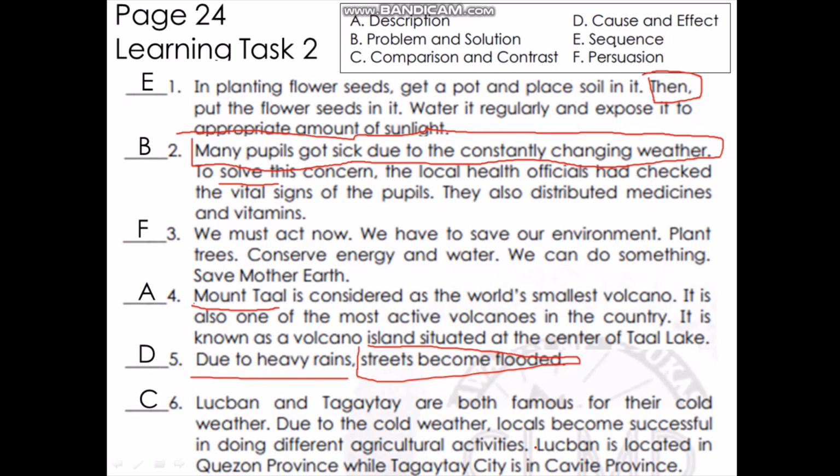Number 6, the answer is letter C, comparison and contrast. Why? Because they compared Lukban and Tagaytay. So, it's comparison and contrast. So, if you're able to answer all 6, very good. And that ends our lesson.